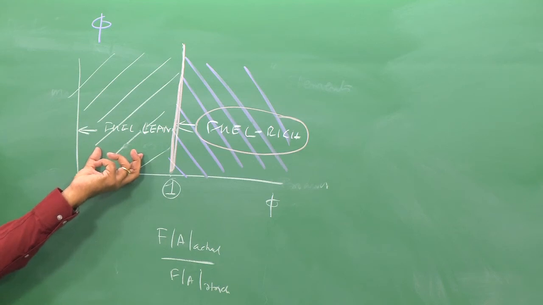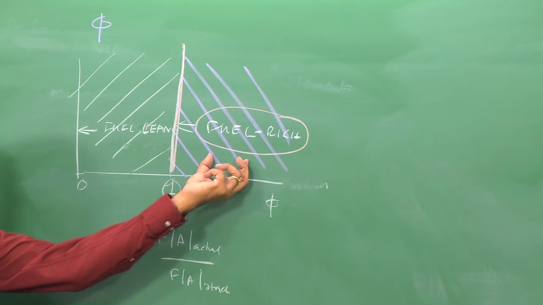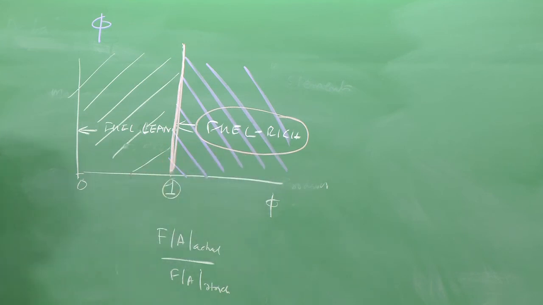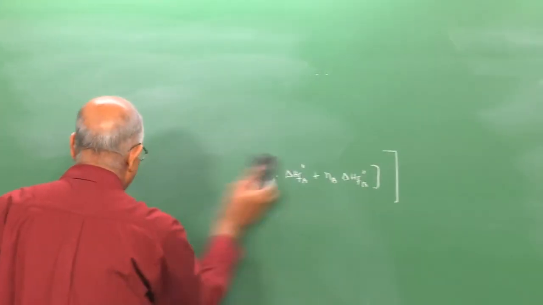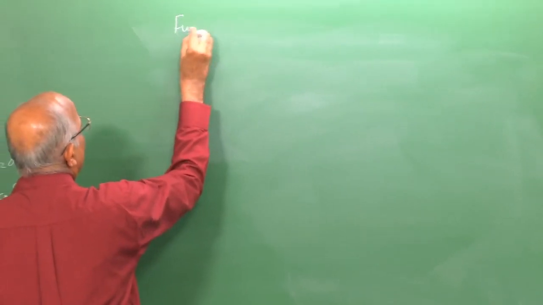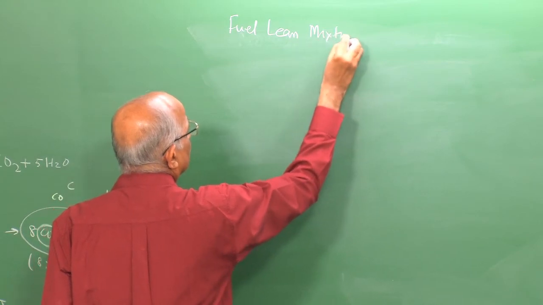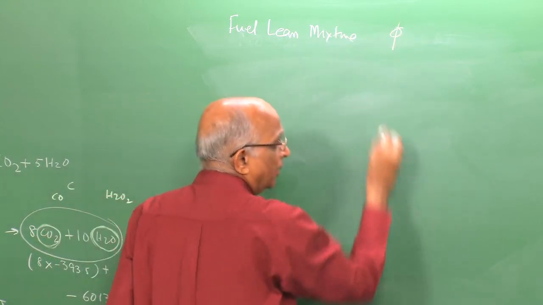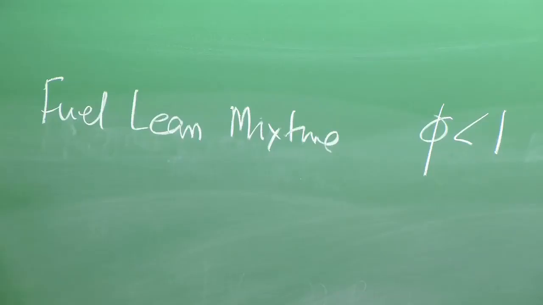Let us do the calculations for one. For fuel lean, that is phi less than 1, let us do an example, and then for fuel rich, which is greater than 1. Let us keep this over here because this is for stoichiometry. Let us proceed further. Let us consider the case of a fuel lean mixture. That means phi as per this is less than 1. Let us take the same example that I took here.